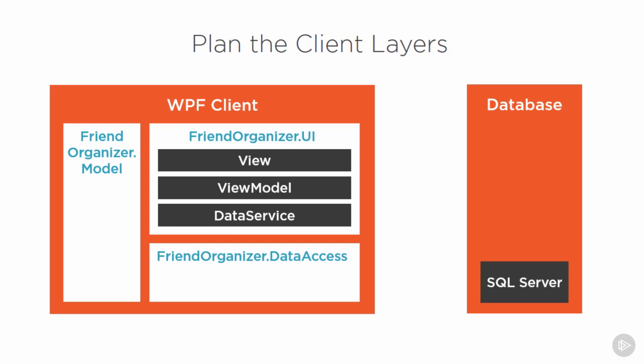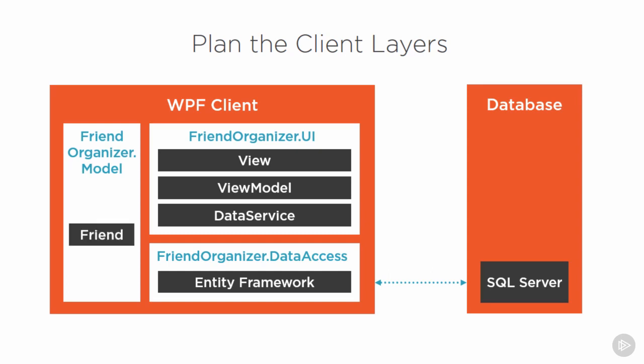In the data access project, we will set up Entity Framework's DB context so that we can connect to SQL Server. The DB context is used by the data services of the UI project. In the model project, we will have our model classes, like for example the Friend class. Now let's set up the Friend Organizer solution with these 3 projects.